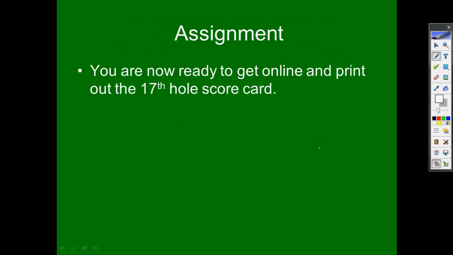You're now ready to get online and print out the 17th hole scorecard.